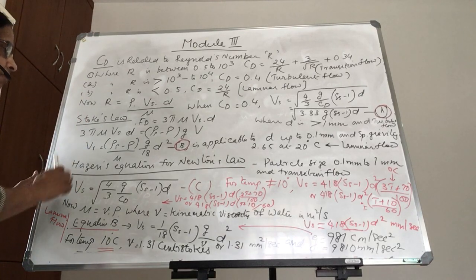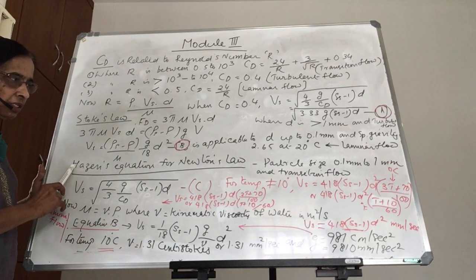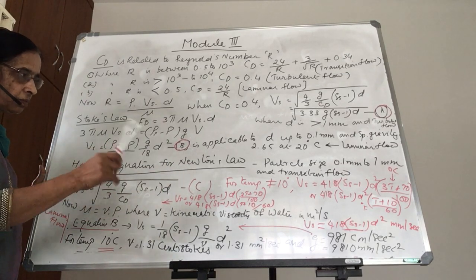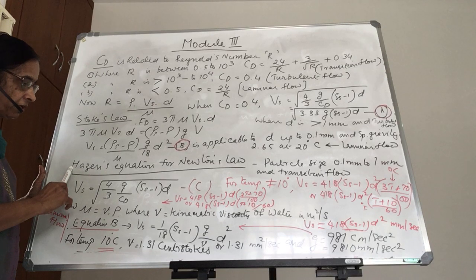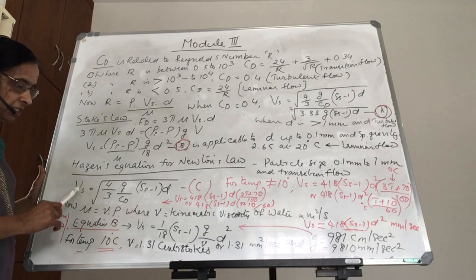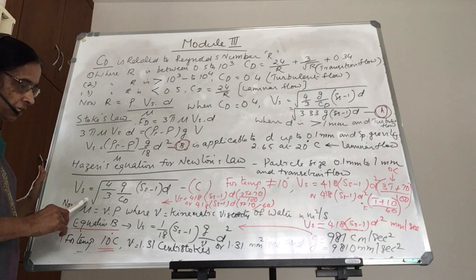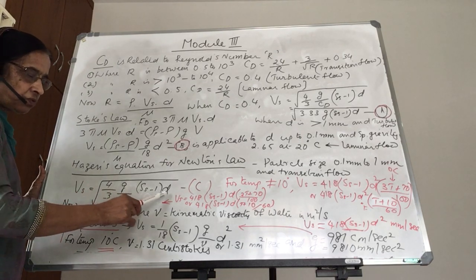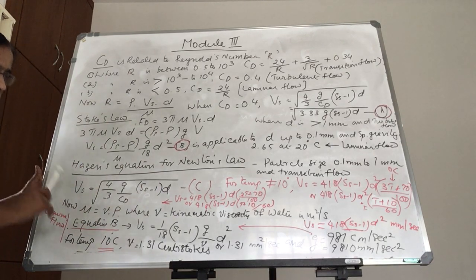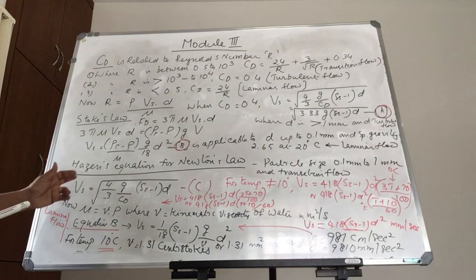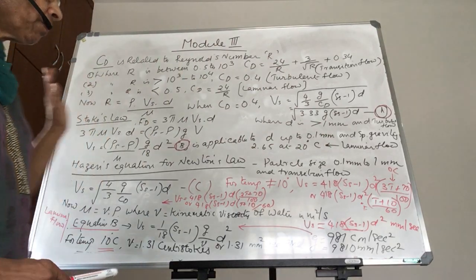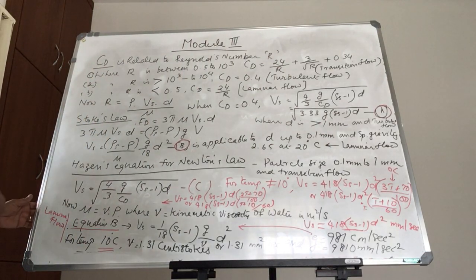So in that case, the equation, Hazen's equation for Newton's law. The law is given by Newton's law of motion, but the equation is given by Hazen's. Hazen's equation: Vs equals root of 4 by 3 into G by CD into (Ss minus 1) into D. So this equation, given by Hazen's equation, is applicable to particle size between 0.1 to 1 mm. Okay, remember that. It is for transition flow condition.